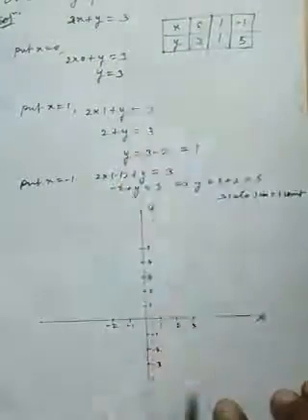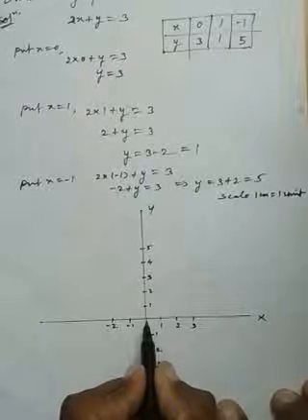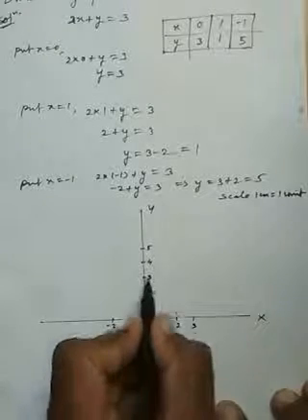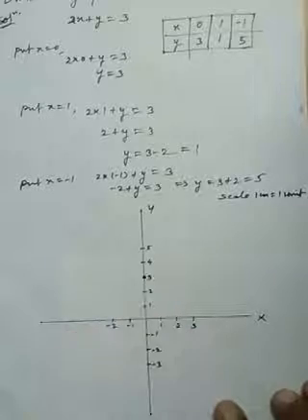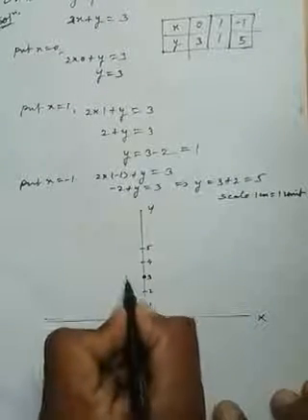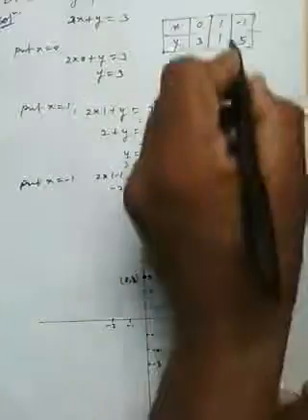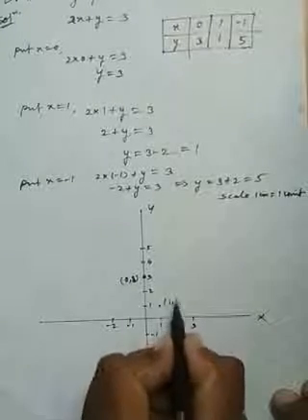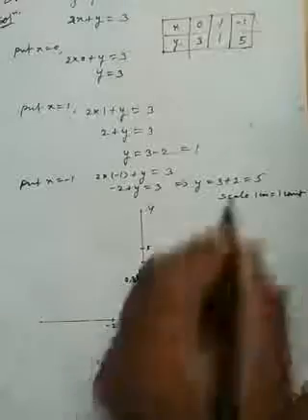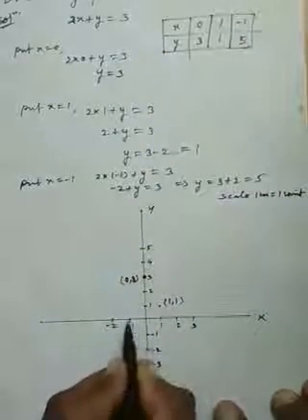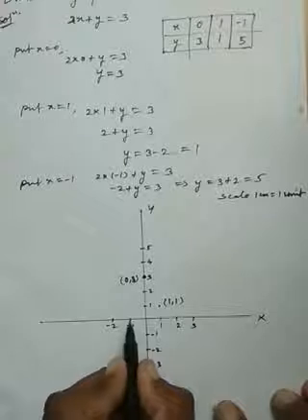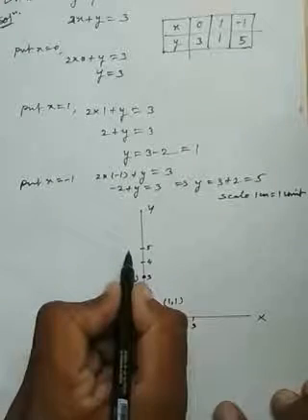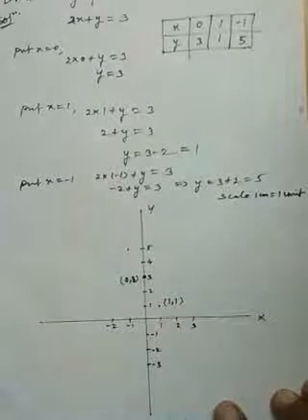First solution is 0, 3. First move 0 on the x-axis, so we are here at the origin. And again 3 on the y-axis, positive 3, then we move to the upper side. This is 0, 3. Next, 1, 1. This point is 1, 1. Next point, minus 1, 5. Move minus 1 on the minus x side and then 5.